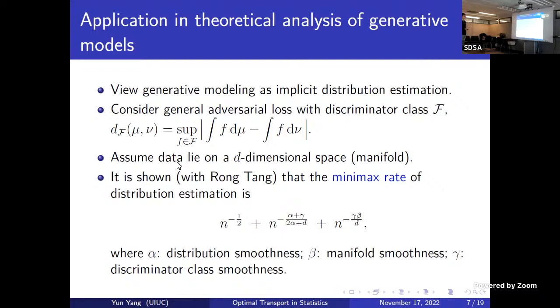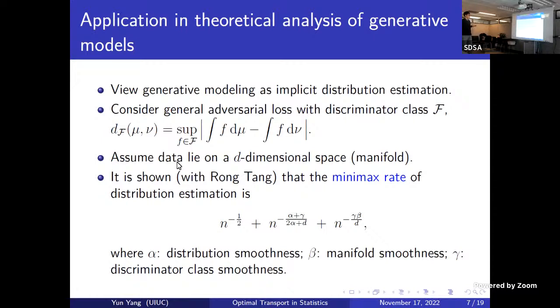Then we derived that the minimax rate in this case is composed of three terms. The first term corresponds to the usual parametric rate, which you can never beat. So you have this term here. And then the middle term corresponds to the classical minimax rate of estimating an alpha smooth density, given that we know what this low dimensional space is.